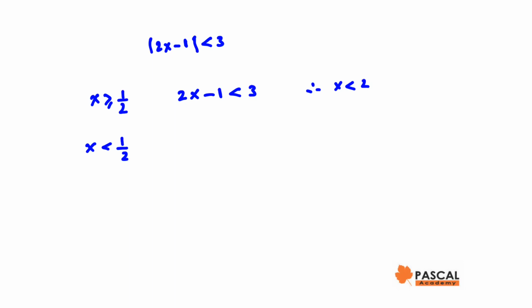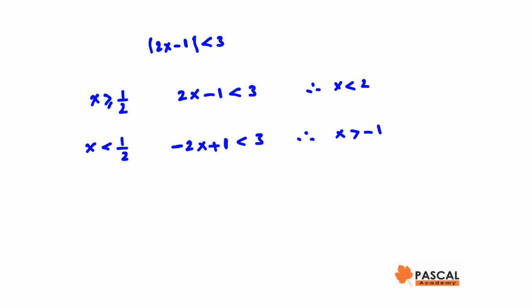If x is smaller than 1 over 2, minus 2x plus 1 would be less than 3, because when x is smaller than 1 over 2, absolute value of 2x minus 1 and minus 2x plus 1 are the same. From here we have minus 2x smaller than 2. That means x is greater than negative 1.